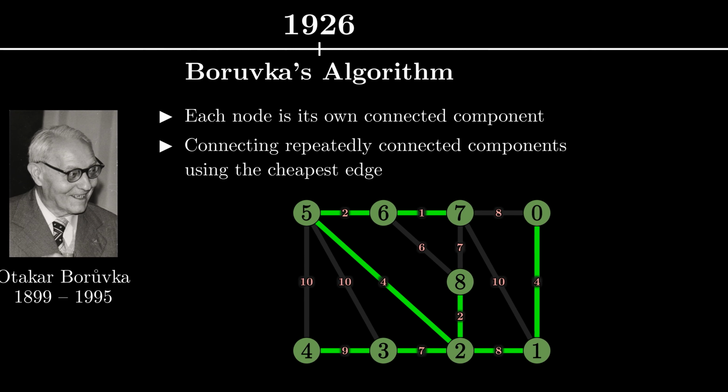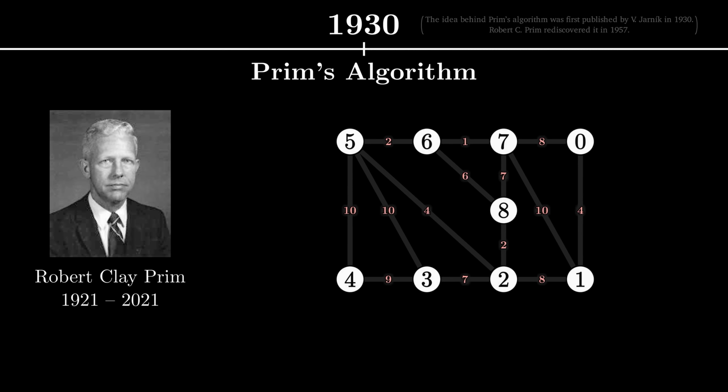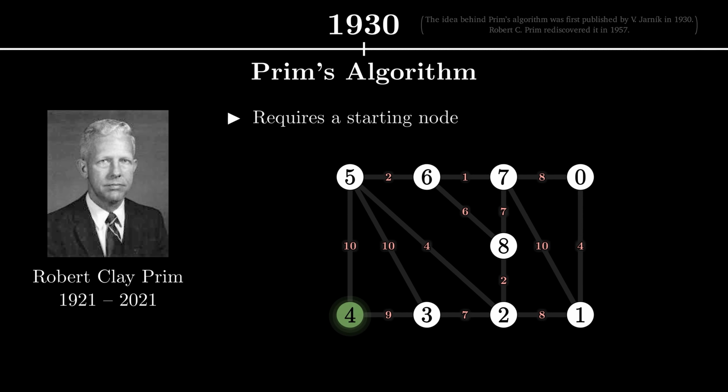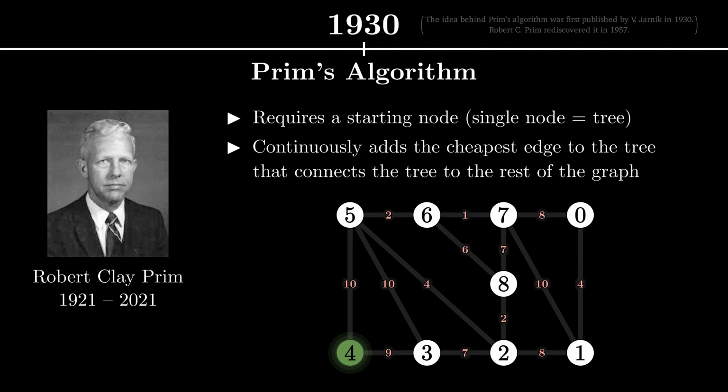The next algorithm was developed in 1930 and is known as Prim's algorithm, named after the mathematician Robert Clay Prim. This algorithm requires a starting node, which can be interpreted as a tree. In the following steps, it continuously adds the cheapest edge to the tree that connects the tree to the rest of the graph.